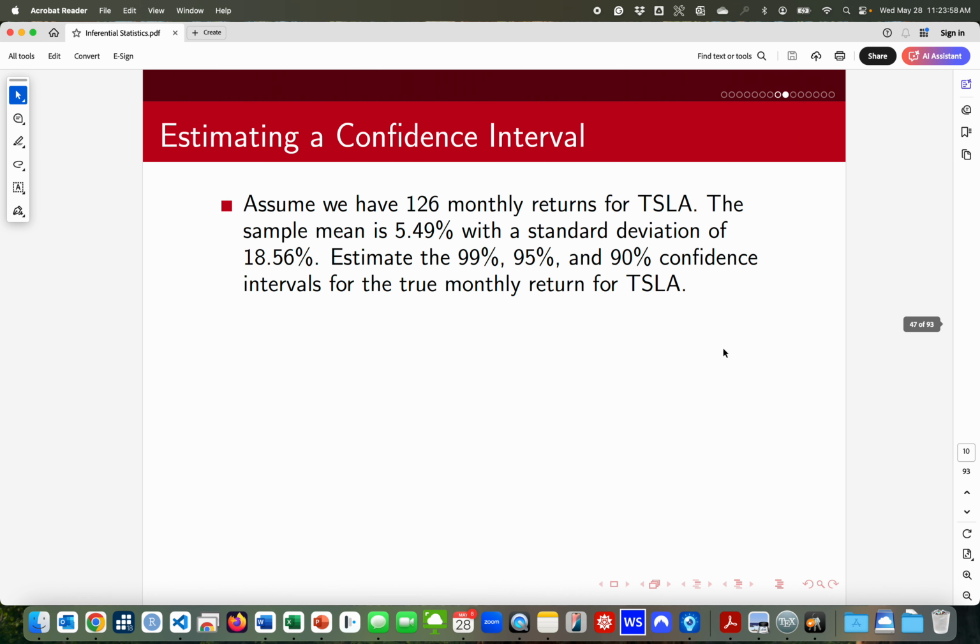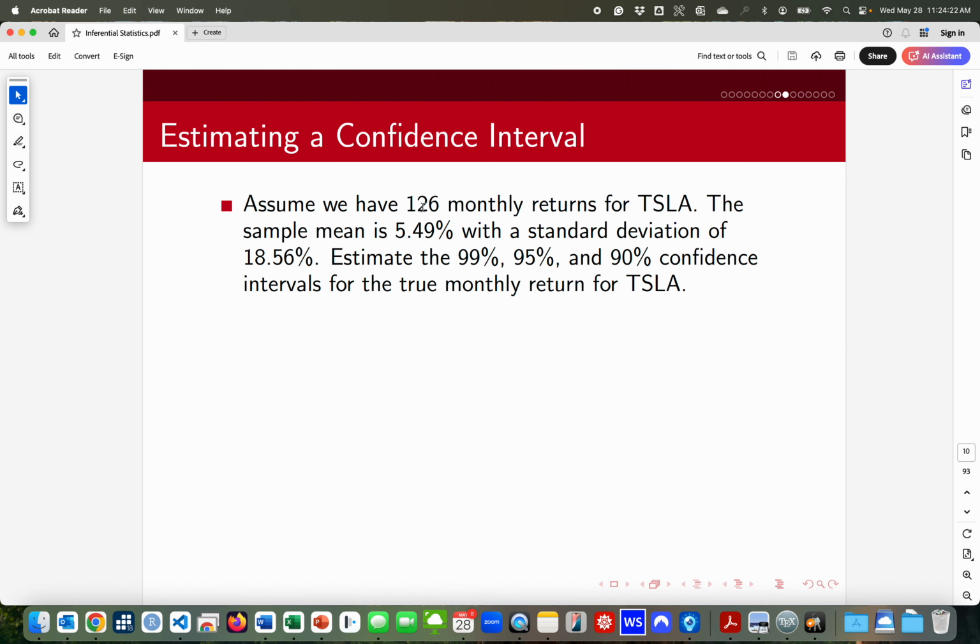So we're going to look at estimating a confidence interval. You will do this using the data in Excel. I'll give you returns, or I'll give you prices. You'll find the returns, estimate the mean, standard deviation. You'll do it all in Excel. But this is an example where I'm giving you all the pieces of the puzzle.